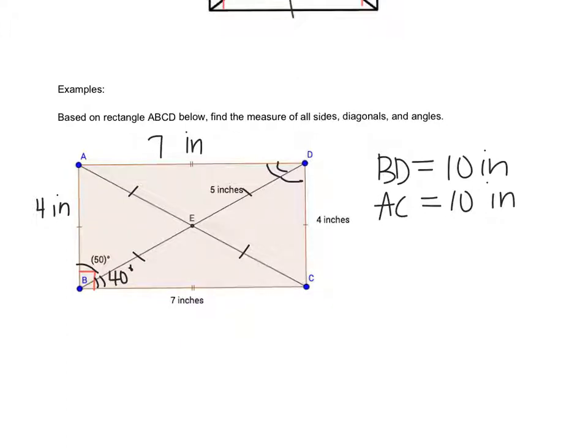Similarly, triangle BEC is going to be an isosceles triangle because it has 2 pairs of congruent sides, which means the base angles are congruent, which means angle ECB is going to be 40 degrees as well, which means angle ECD is going to be our 50-degree angle. Going along the same pattern, AEB is an isosceles triangle, which means angle AEB is 50 degrees, which would then make our angle DAE our 40-degree angle. So lots of opposite angles being congruent, lots of isosceles triangles in our rectangle.